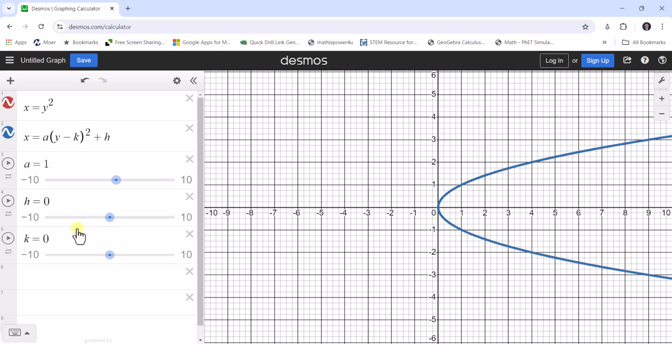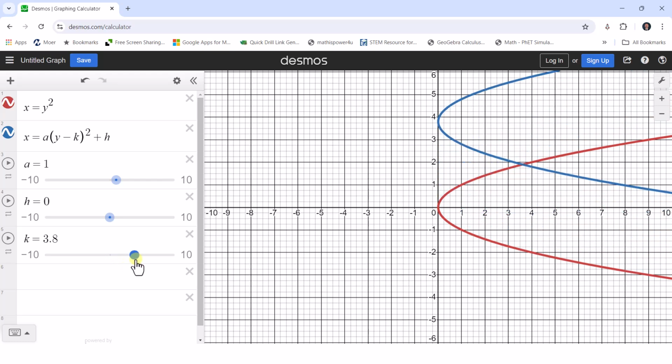And now let's change k. Remember, k is the y-coordinate of the vertex, and therefore k will shift the graph up or down. And notice inside the parentheses, the form is y minus k. When k is positive, the graph is shifted up k units.